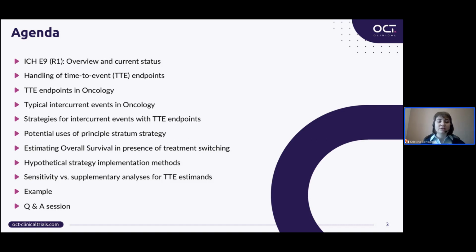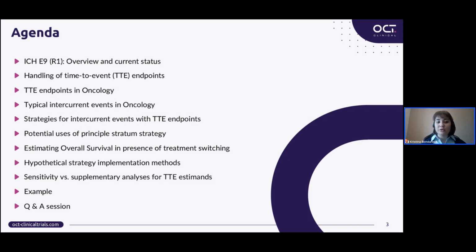And let's take a look at our agenda. We will first say a couple of words about the ICH E9R1 addendum on estimates and sensitivity analysis. We will then review some special characteristics of time to event data, due to which we decided to dedicate a separate webinar to this kind of endpoints. We will discuss endpoints typically used in oncology studies and provide examples of intercurrent events, which should usually be taken into account, along with strategies to account for such events.